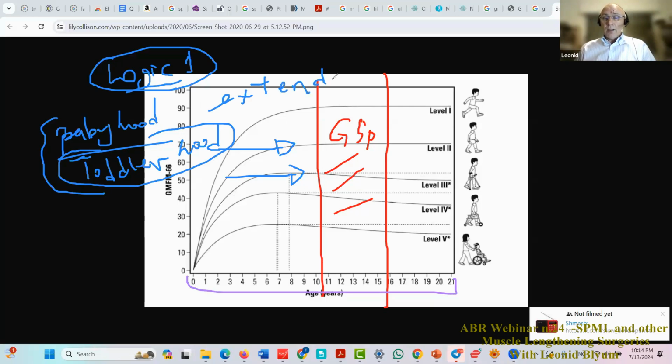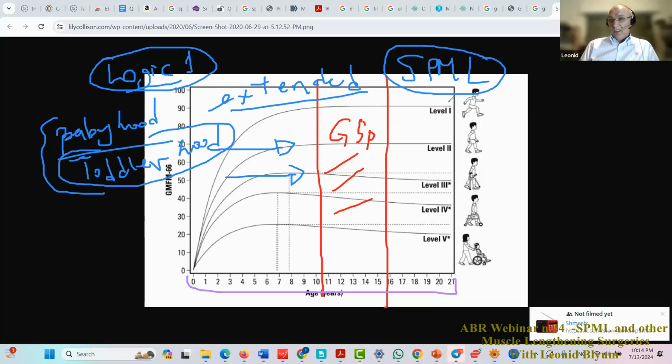And in that respect, SPML and all the other types of therapies of this kind, which are trying to promote early activities, are in fact working within this logic, because nobody knows what they're really doing, so they're just jumping around and trying to maximize the happy activity of the child.